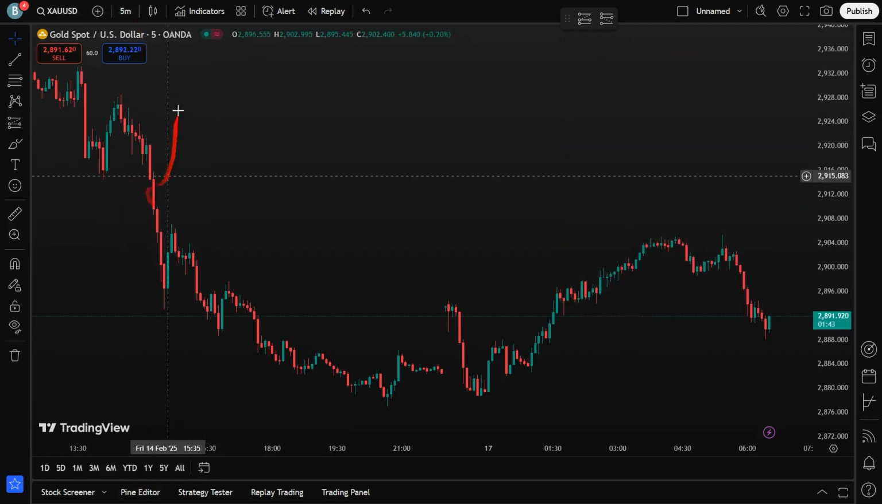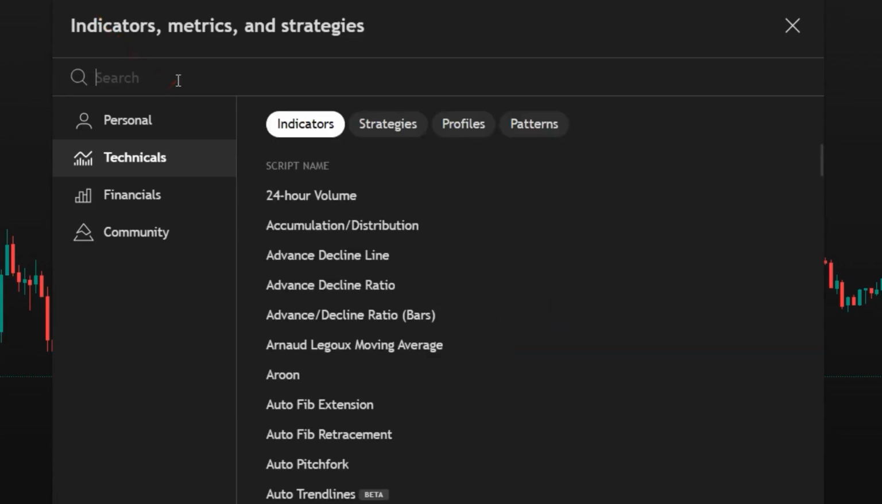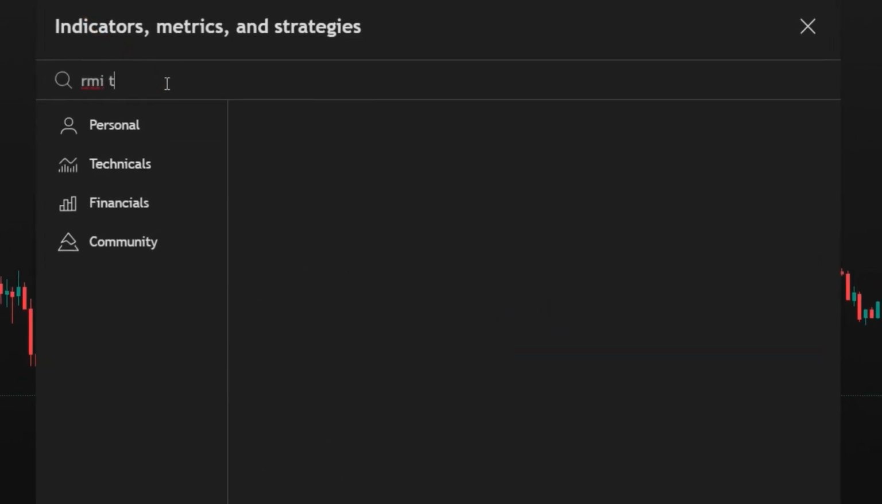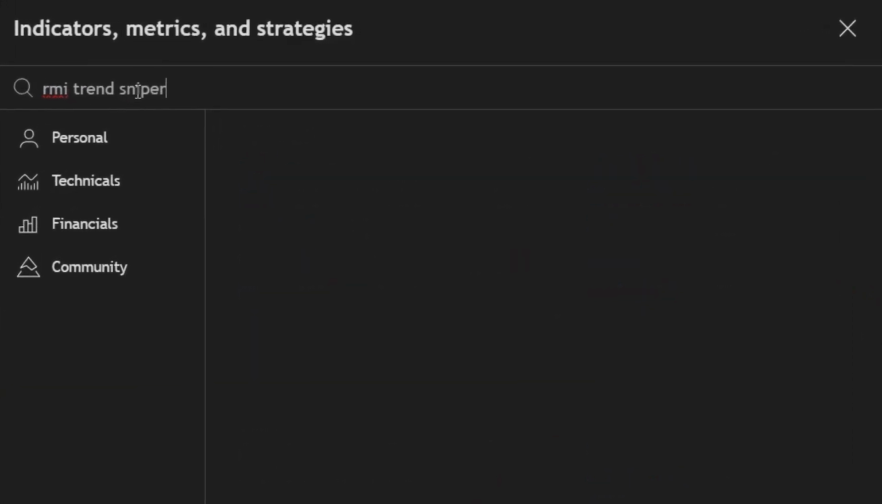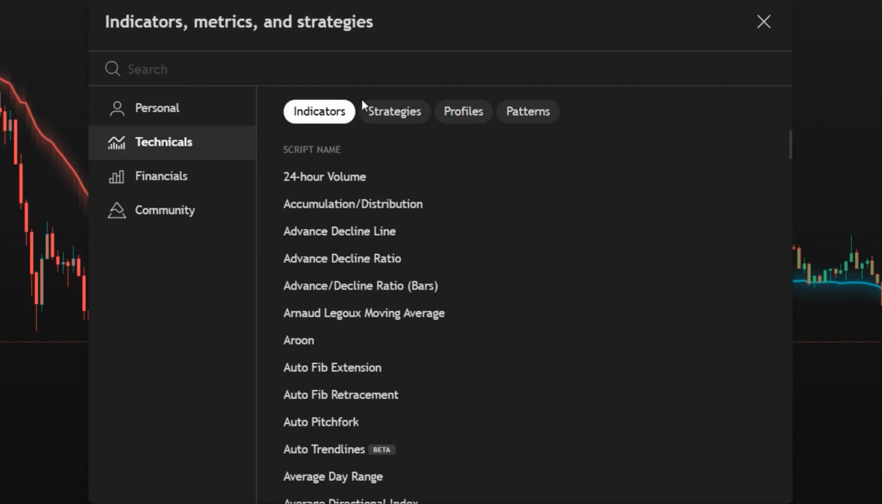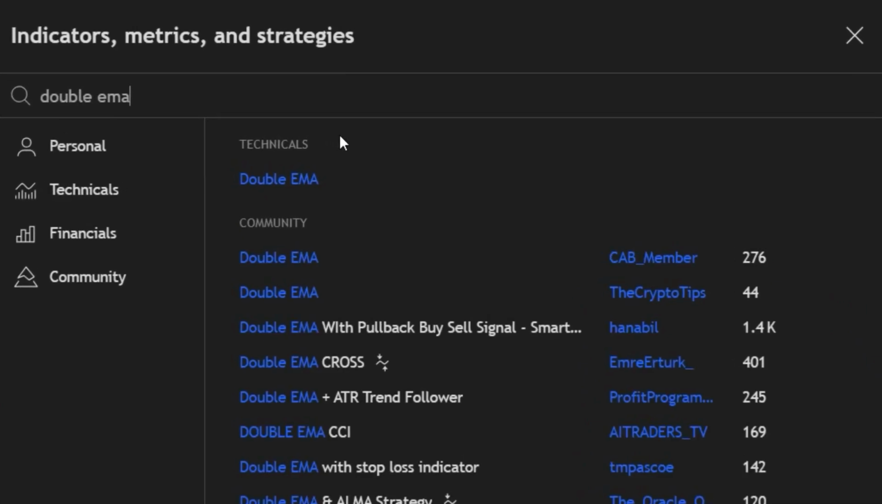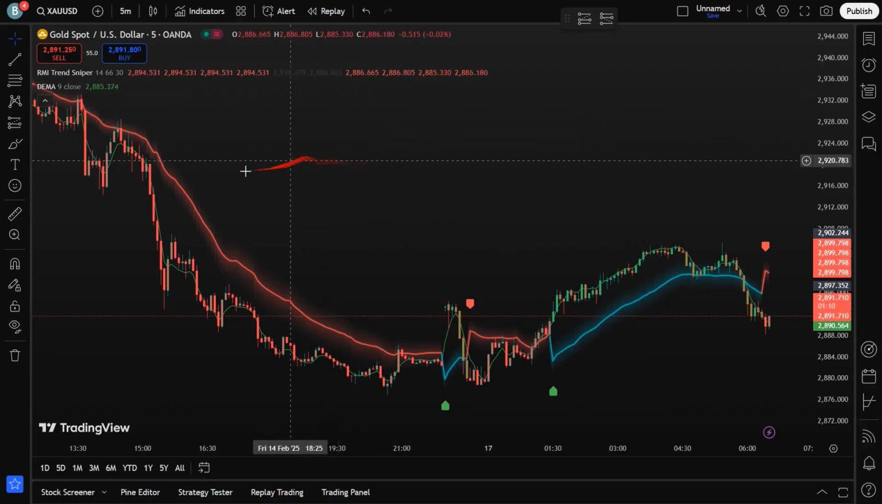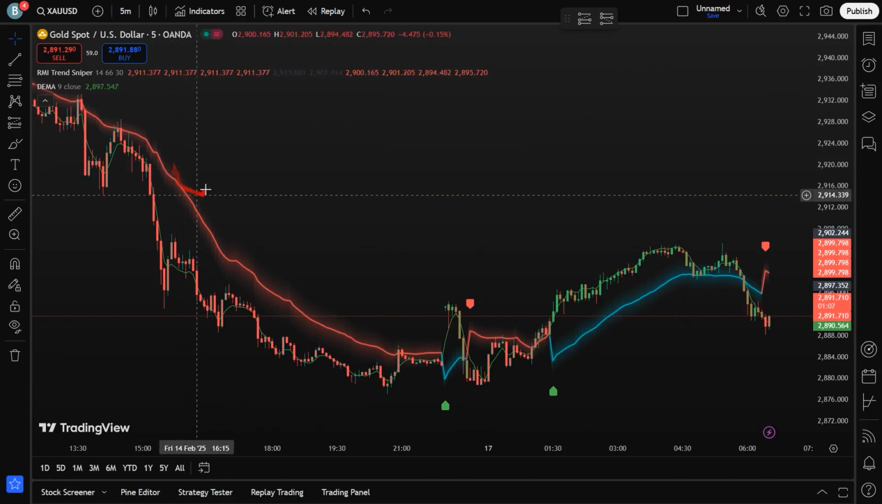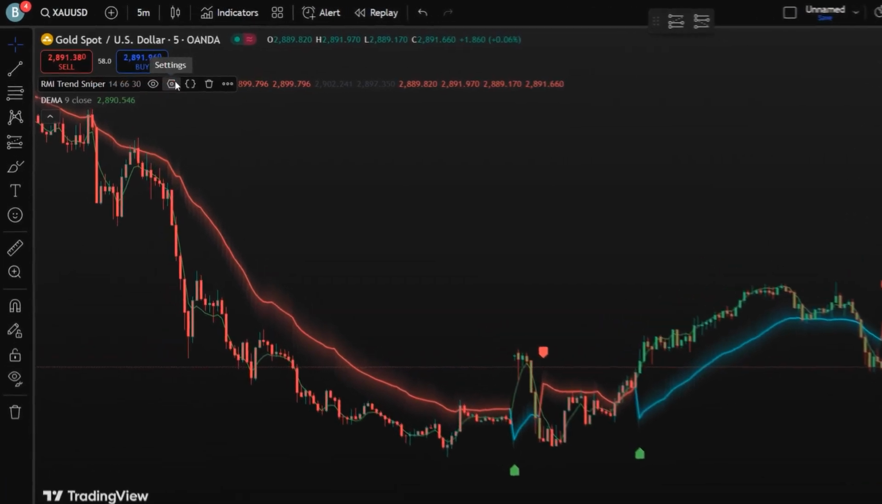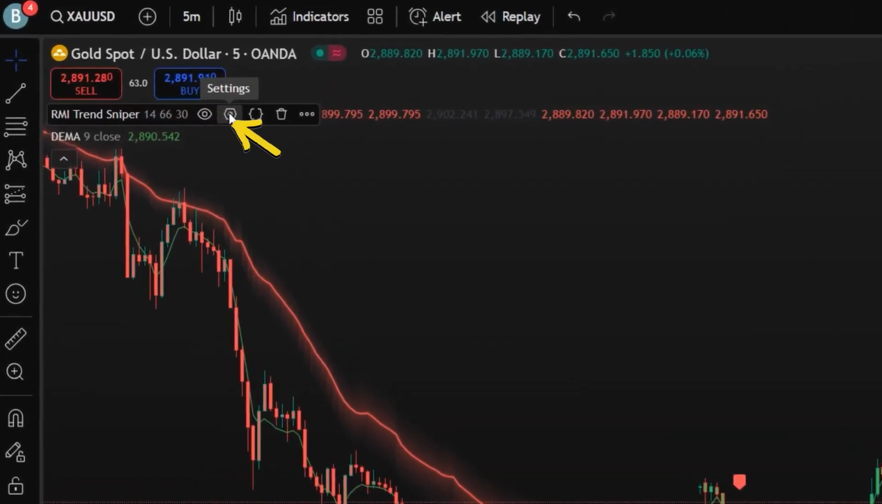Now simply go to the indicators section and type the names of 2 indicators in this section. The first one is RMI Trend Sniper. Select it and add it to your chart. Now it's time to add the second indicator. Now you need to type EMA and select it to add it to your chart. Now that we have added both indicators, let's go through the settings for each one and quickly make adjustments so we can understand how to make the best use of this strategy.